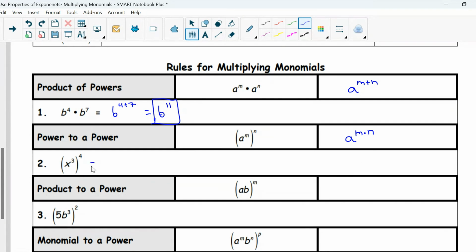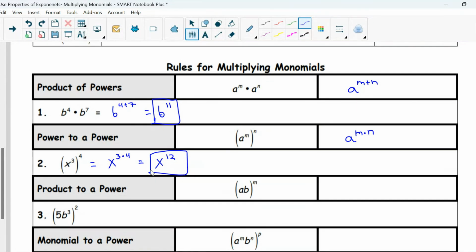Okay, looking at our example, we have x to the third to the fourth power. So this is the same as saying x to the 3 times 4 power. 3 times 4 gives us 12. So this is like saying x to the 12th power.